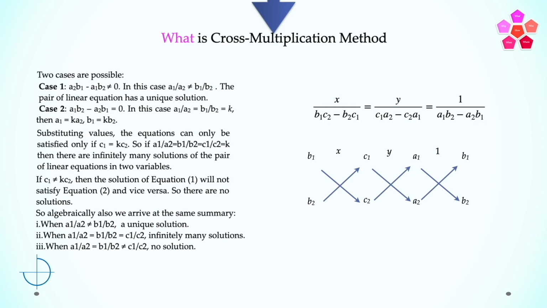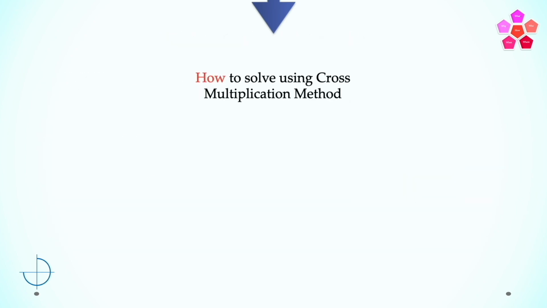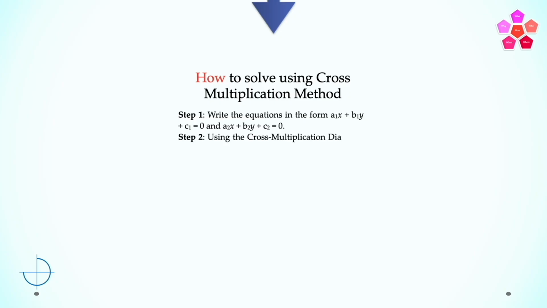Now the next logical question would be how to solve using the cross multiplication method. Step 1, write the equations in the form a1x plus b1y plus c1 is equal to 0 and a2x plus b2y plus c2 is equal to 0. Step 2 would be, using the cross multiplication diagram, write the equation. The trick is to flow from top to bottom. So finally, in step 3, we find the values of x and y, provided a1b2 minus b1a2 is not equal to 0.